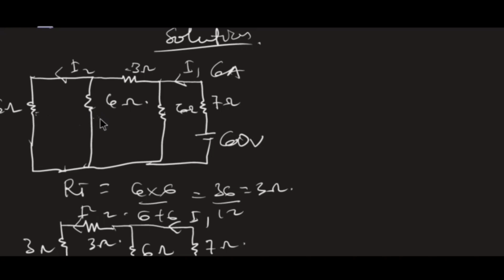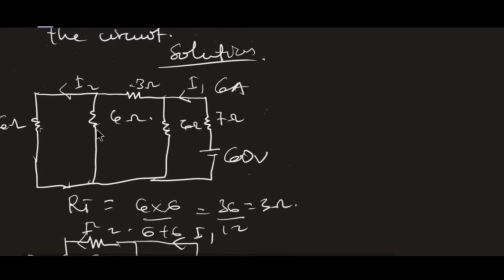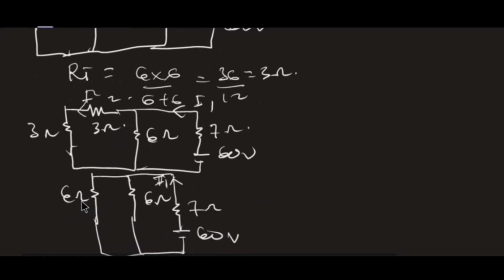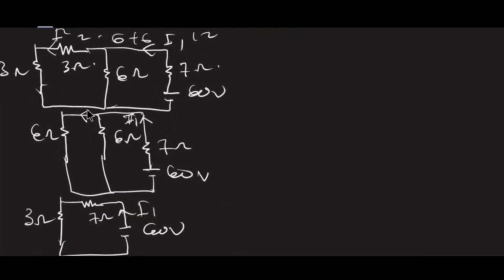That will give me 3 ohms, because we've already done it here. We had 3 ohms. Then the 3 ohm will be in series with this 3 ohm to give me what? 6 ohms. So at this point, that is where I can find my current passing through this 6 ohm by current division.